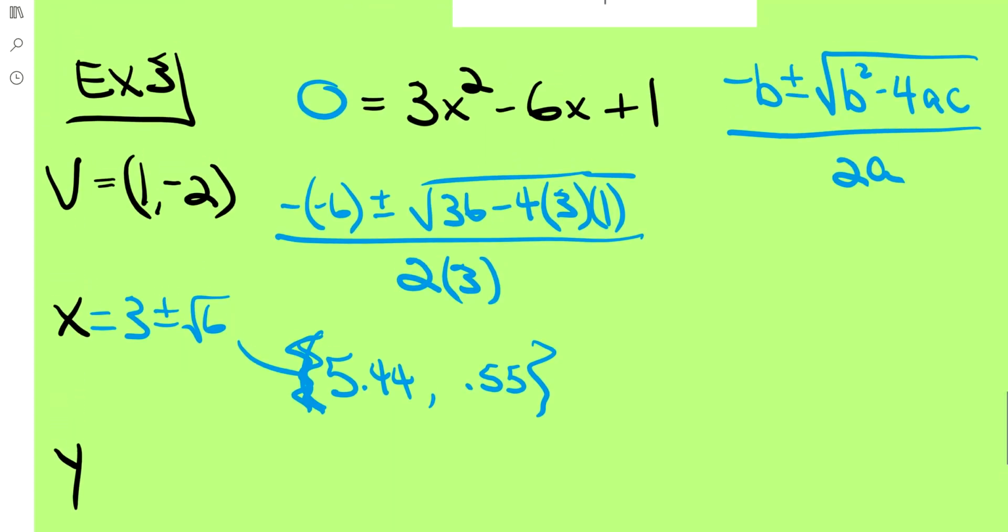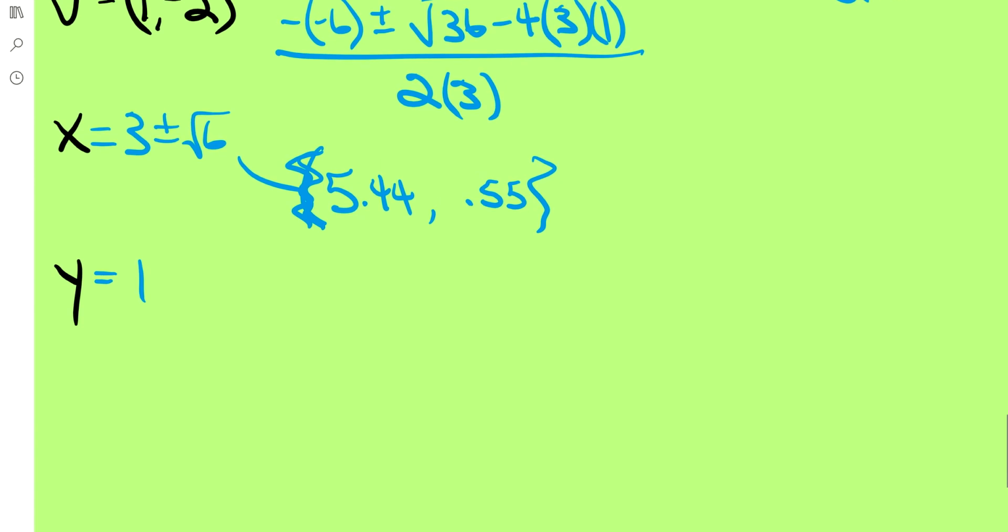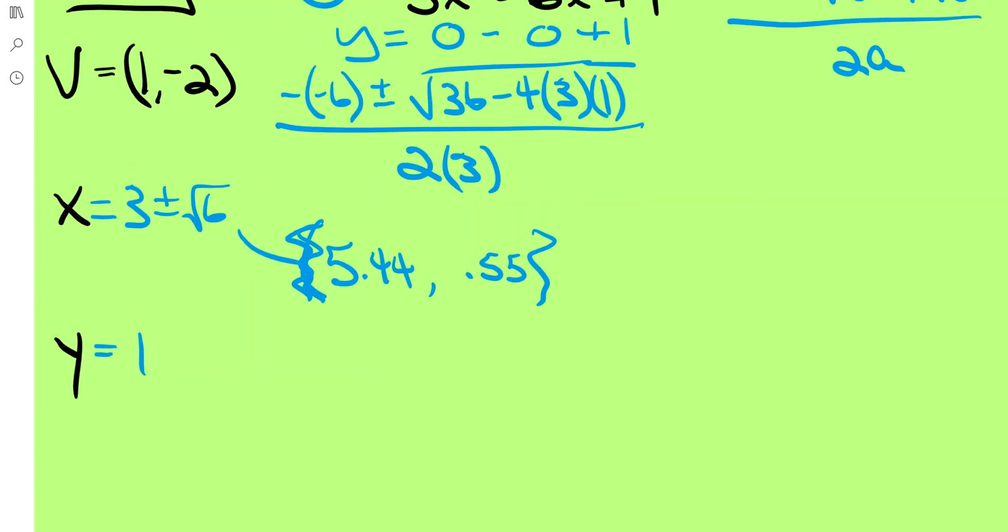Lastly, I need the y-intercept. So that's a good one. When x is 0, y is just going to be 1. 0 minus 0 plus 1, and we'll say this is y now. So y is going to equal 1. That's the y-intercept. Okay, so we've got that here. Here's all my information now.